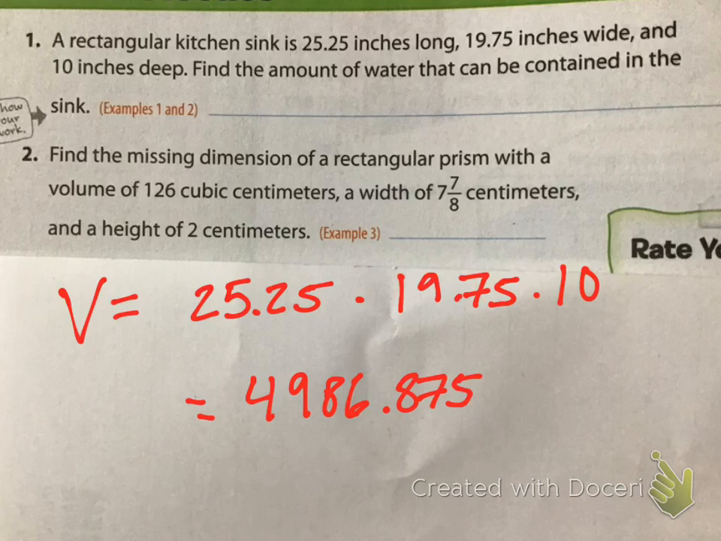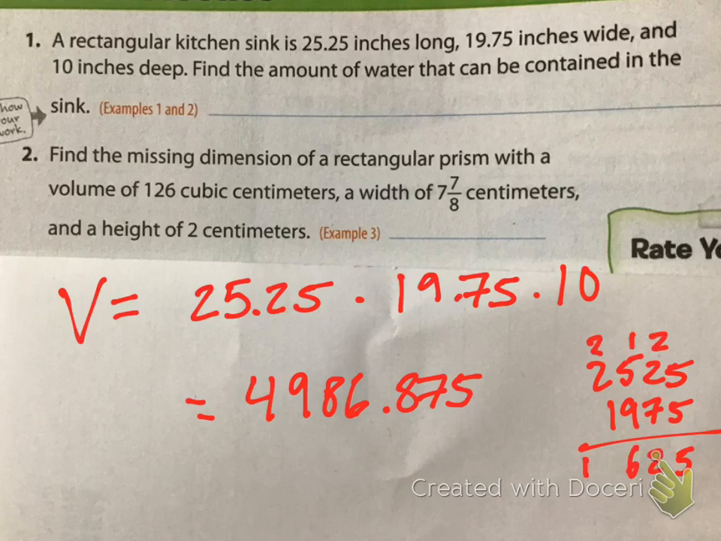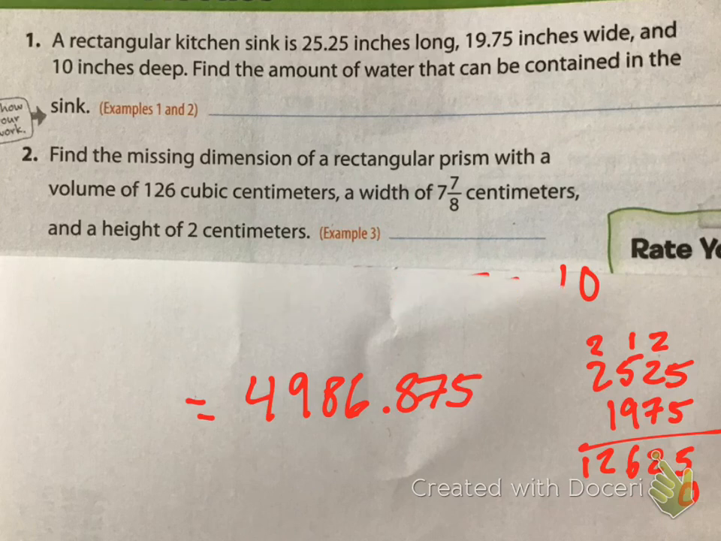Whenever we multiply, we line it up on the side. I always save 10 for last because you're just putting a zero at the end of your number. So I save that for last. I would do 25.25. I moved my decimal twice, 1975. And then I'd multiply 5, 2, 2, 1, 6, 2, 12. Magic zero. Oh, I don't want to do that many magic zeros. So after enough time, we add them all together, and we get 4,986.875.